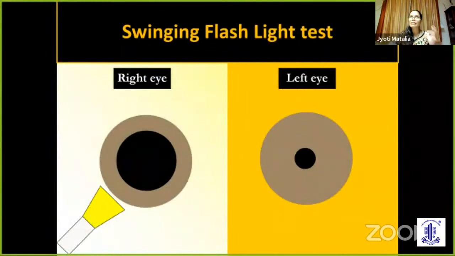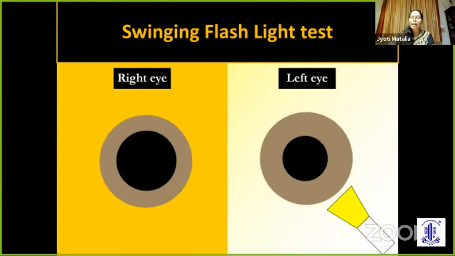So let's look at this. This is the swinging flashlight test. Right eye is a fixed dilated pupil. We should be shining light in both eyes, but look at the left eye only because the pupil there is working. So as you move to the left eye, you will see that the pupil is dilated. But as you come to the right eye, it is constricting. So it only dilates when it goes to the left eye, indicating a left eye RAPD.